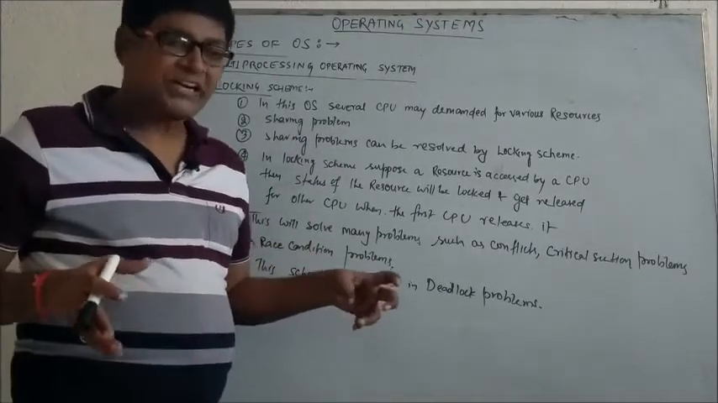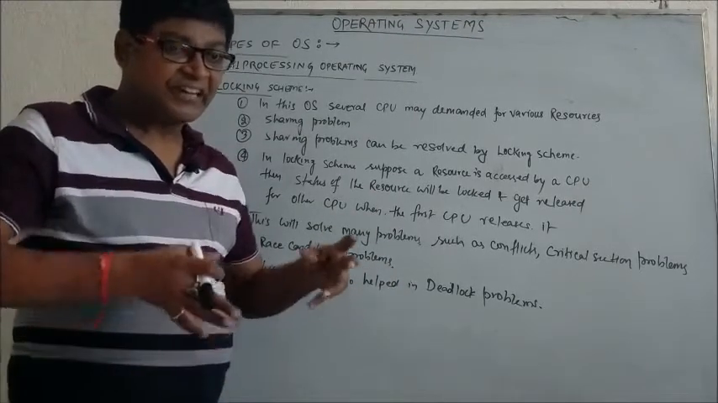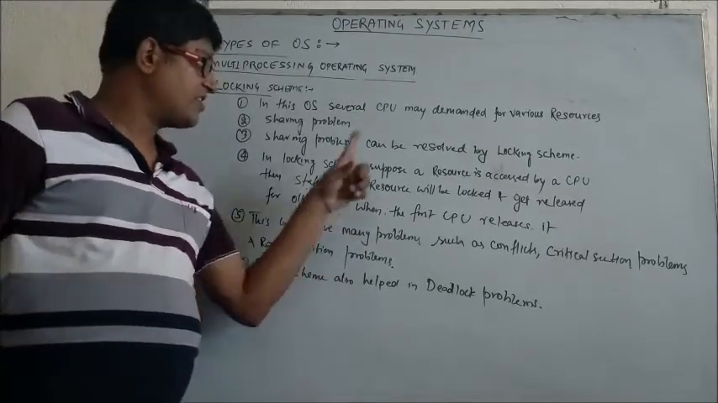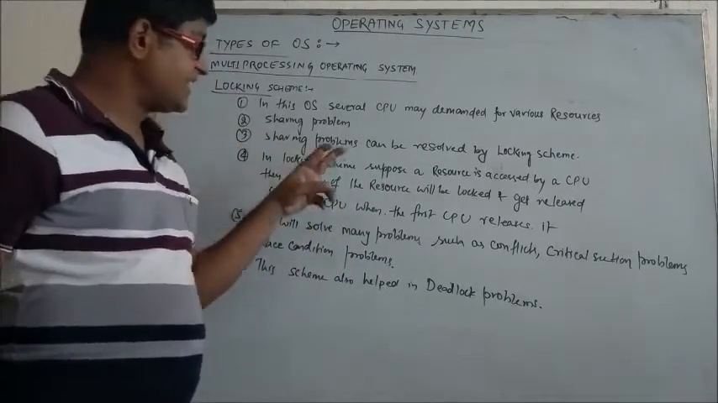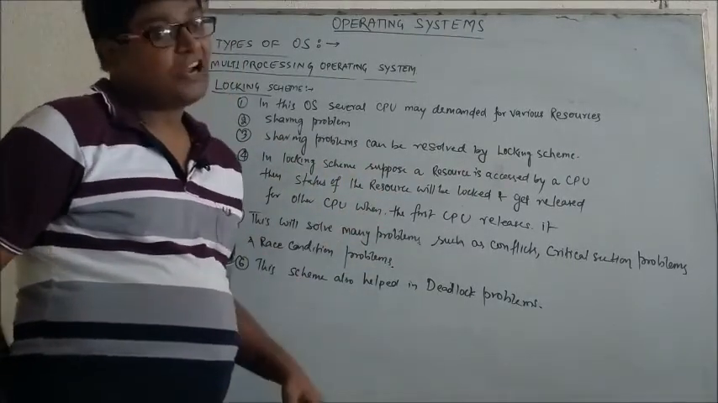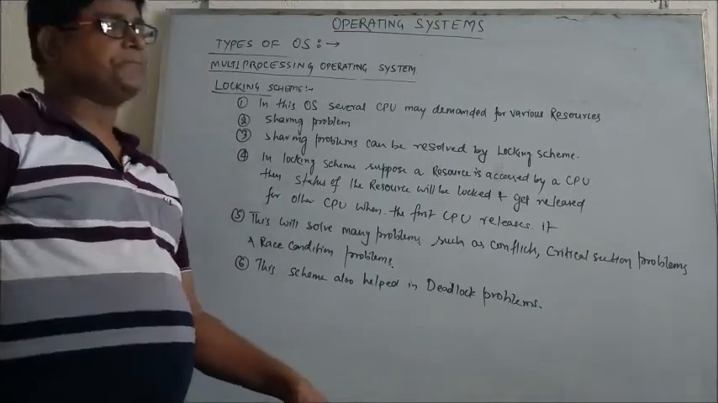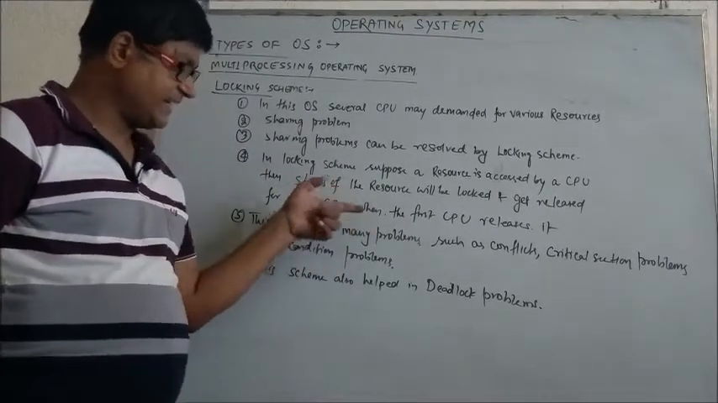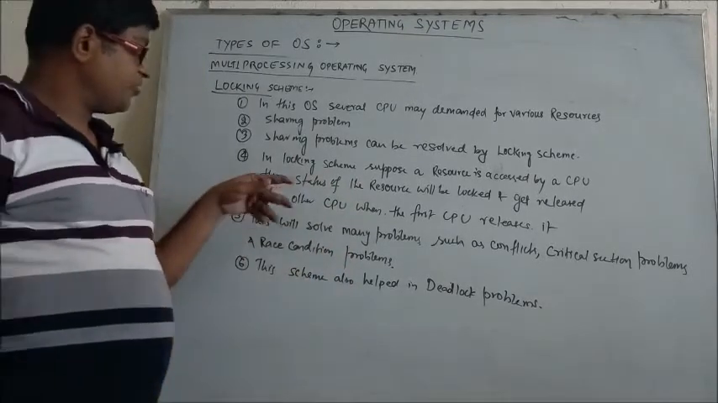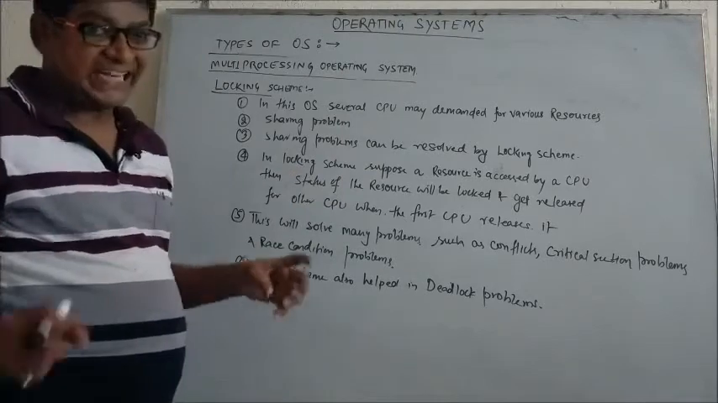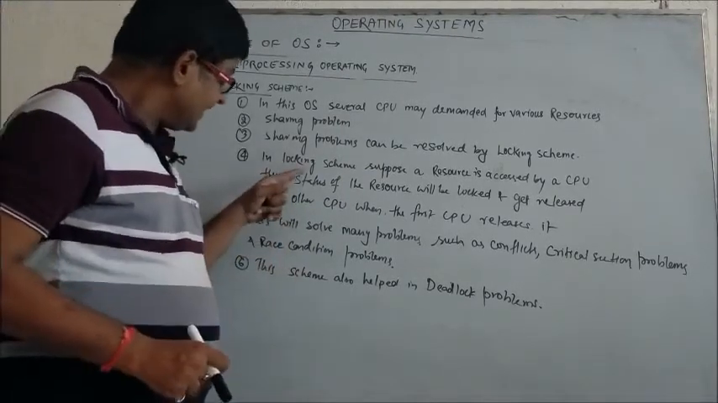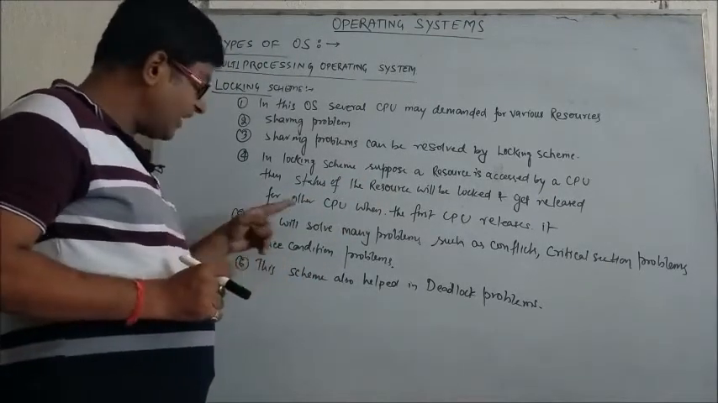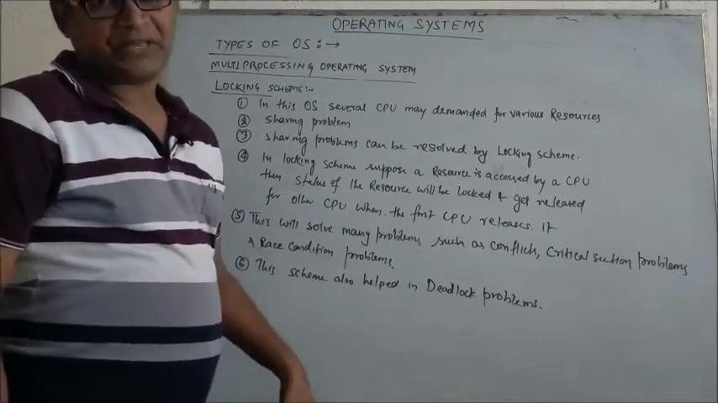What is the sharing problem? Suppose too many CPUs are demanding the same resource, then the resource should be allocated to which CPU? Now who will decide? So that is known as a conflict or sharing problem. This sharing problem is resolved by the locking scheme. How? I have given it in the description. I'll read out the sentence, then I will explain it, right? Suppose in a locking system, a resource is accessed by a CPU, right? Then the status of the resource will be locked, and it gets released for the other CPUs when the first CPU releases it.